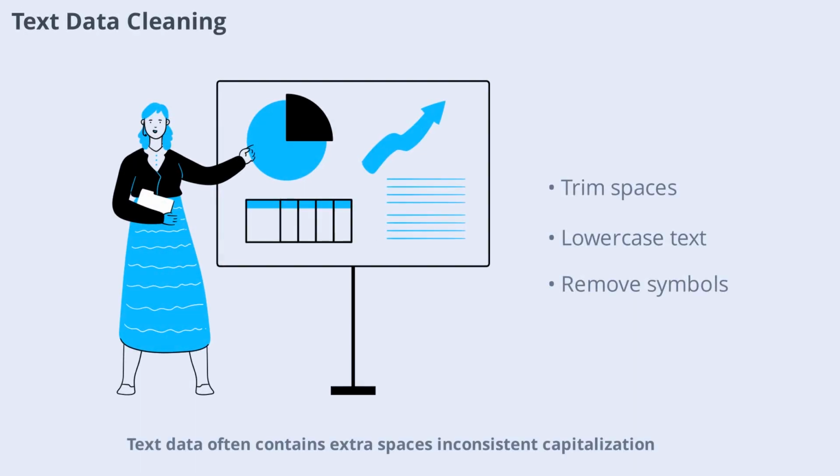Text data often contains extra spaces, inconsistent capitalization, or unwanted characters. Cleaning text data involves trimming spaces, converting to lowercase, and removing special symbols. Clean text data is easier to analyze, especially for tasks like text mining or natural language processing.